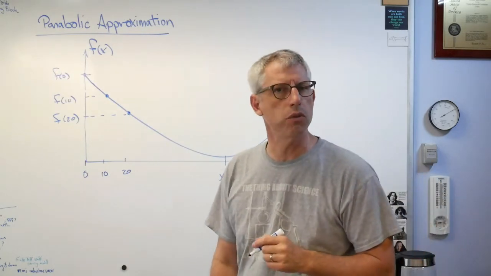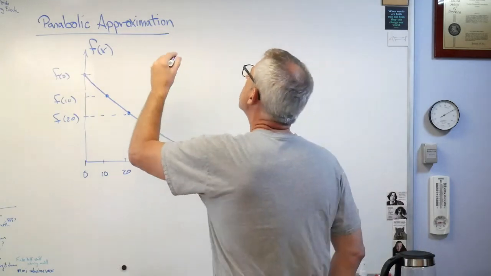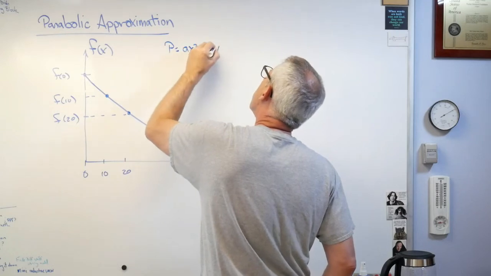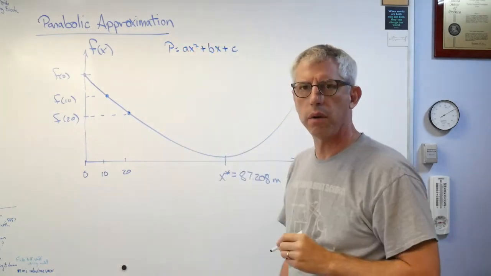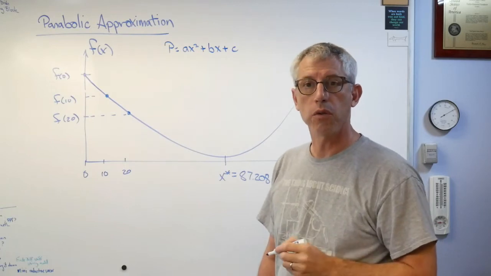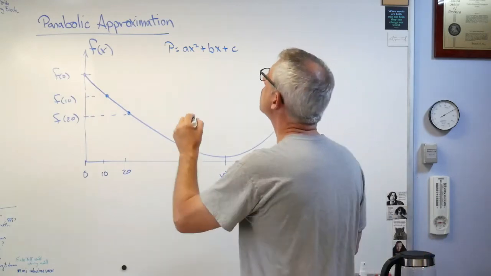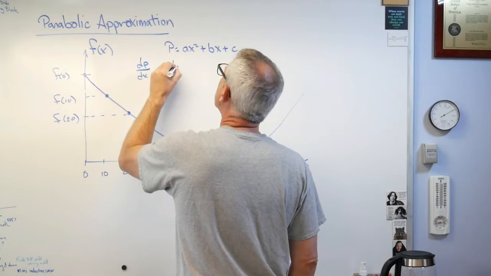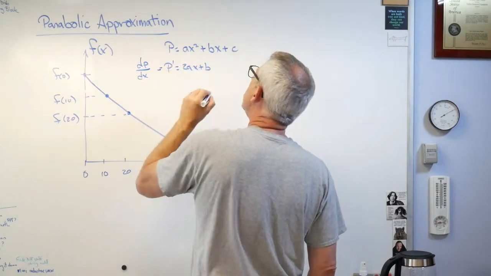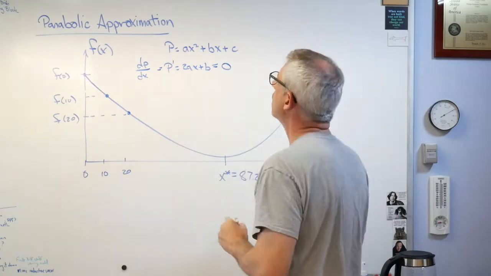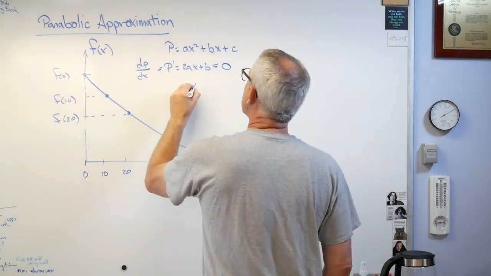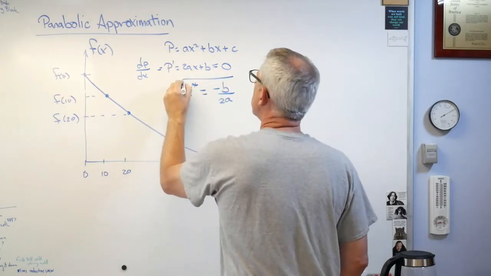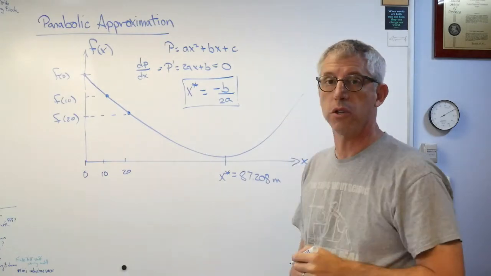Now I said you could do it by just writing it down. How would you do that? Well, let's see. If p of x is ax squared plus bx plus c. Remember how you find a minimum or a maximum? You set the derivative equal to 0 and solve. What's the derivative of p? P prime, and that's the same as dp dx, is 2ax plus b. All right? Set that equal to 0. Well, geez, it looks like x star is going to be negative b over 2a. If I know what a and b are, I can just write down the minimum.